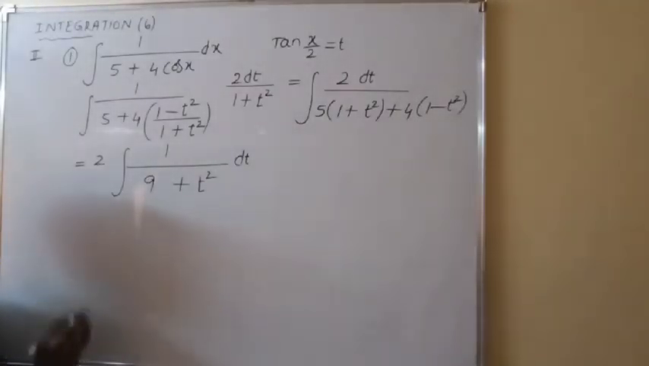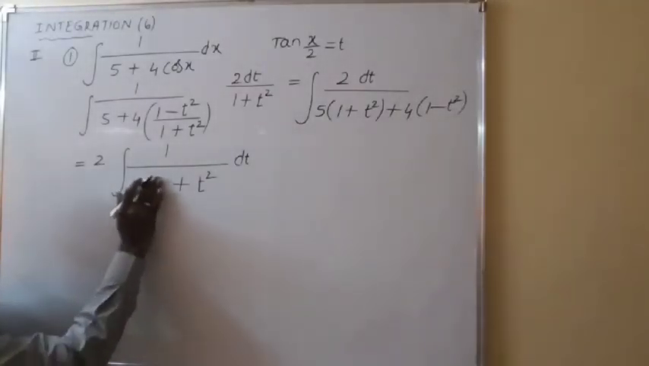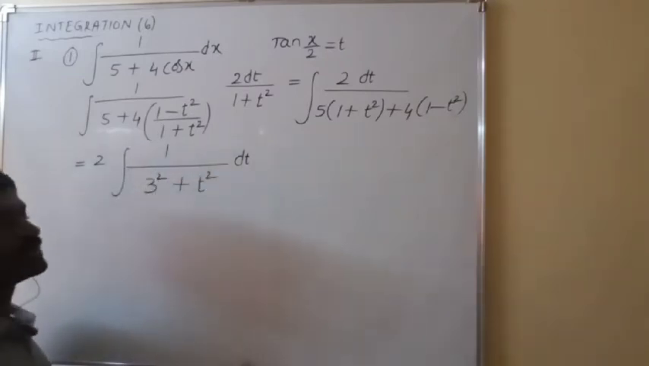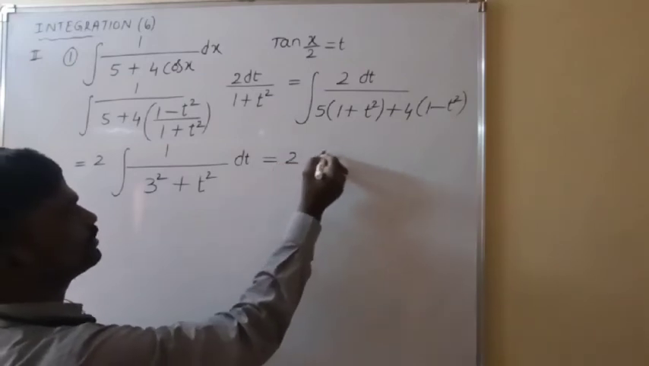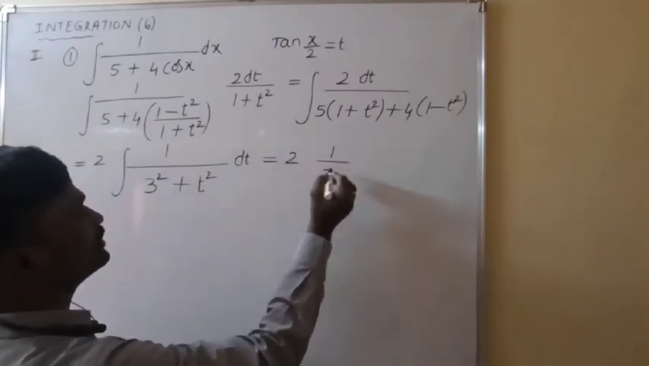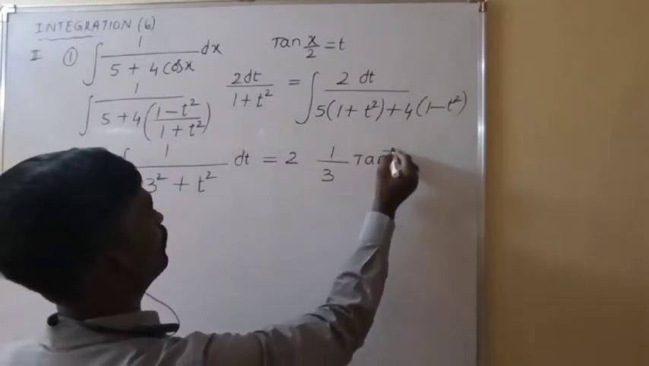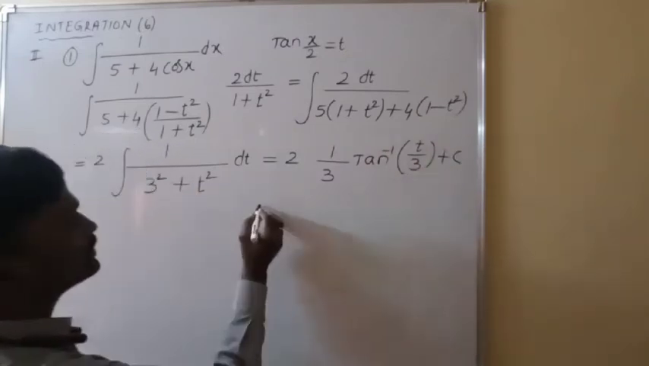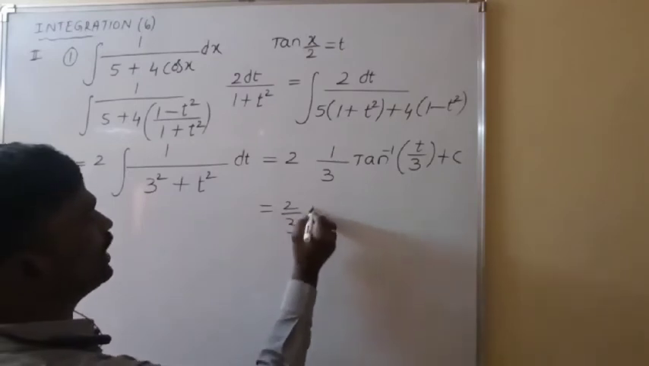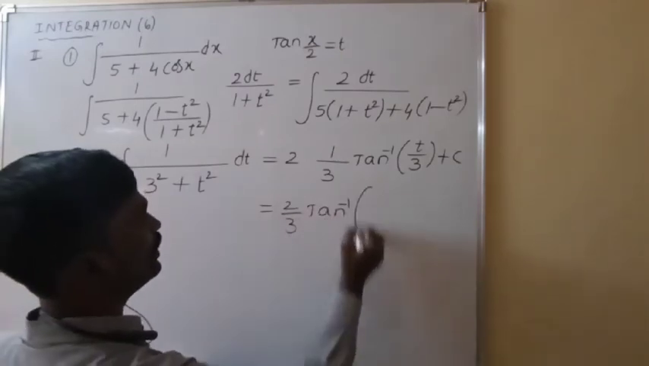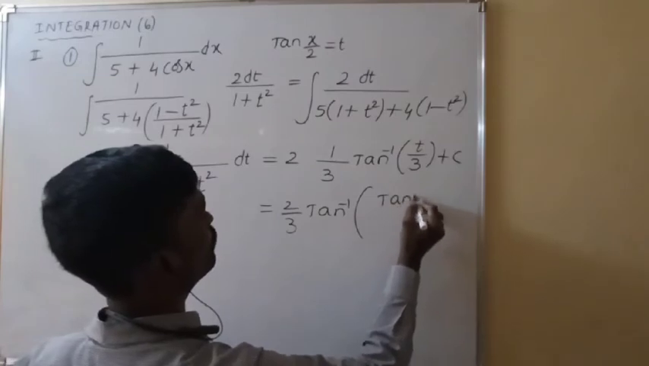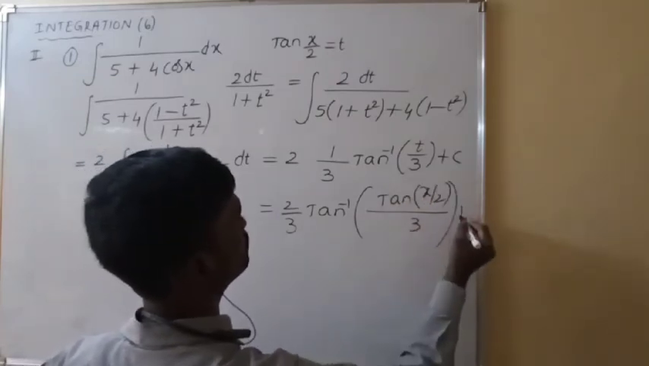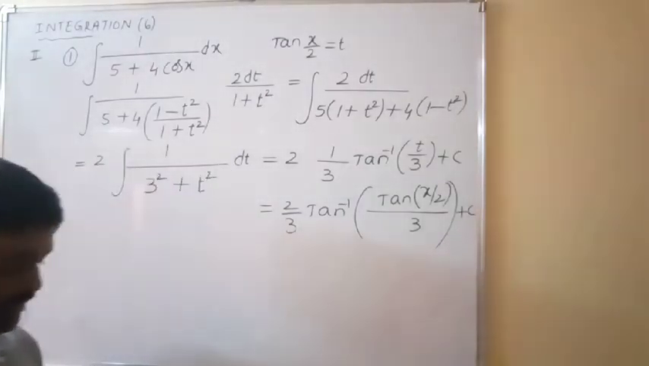But particularly here the t term is absent. And how do we adjust this 9? 3 square. Then it looks like 1 upon a square plus x square, so it is a standard integral. What is the formula? 1 by a. What is the a value here? 3, into tan inverse of x by a, that is t by 3, plus c. So 2 by 3 into tan inverse of t by 3. What is the t value? Tan of x by 2, divided by 3, plus c. Okay, so that was the answer.